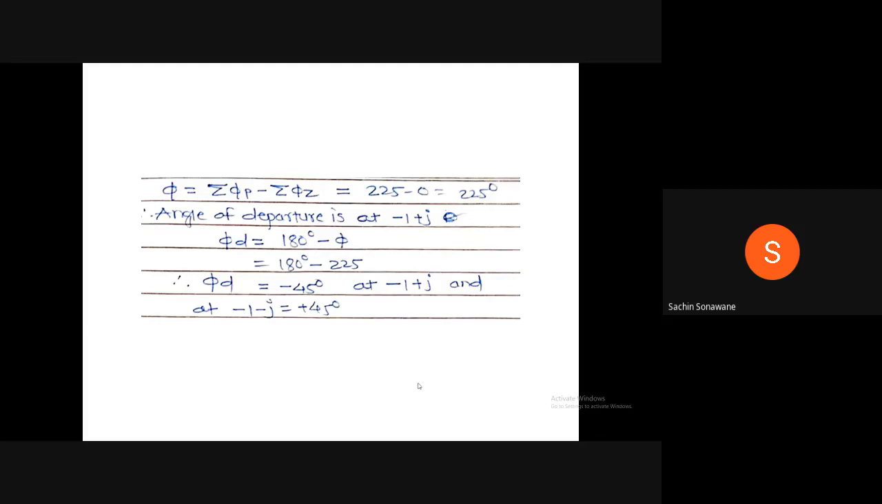Therefore, the angle of departure is at minus 1 plus j. Therefore, phi d is equal to 180 degree minus phi, which is equal to 180 degree minus 225. Therefore, phi d is equal to minus 45 degree at minus 1 plus j, and at minus 1 minus j it is plus 45 degree.